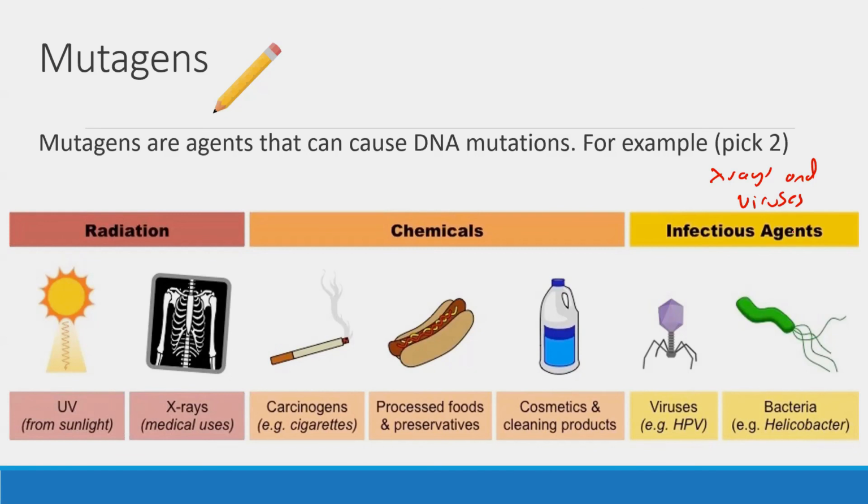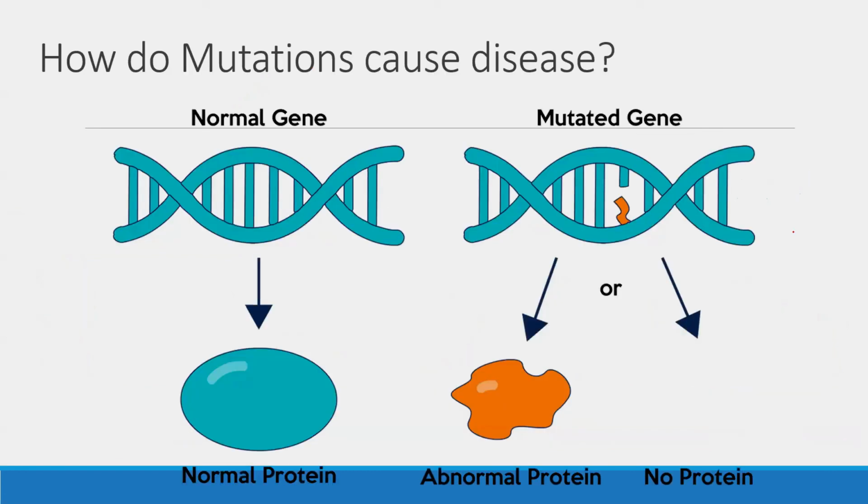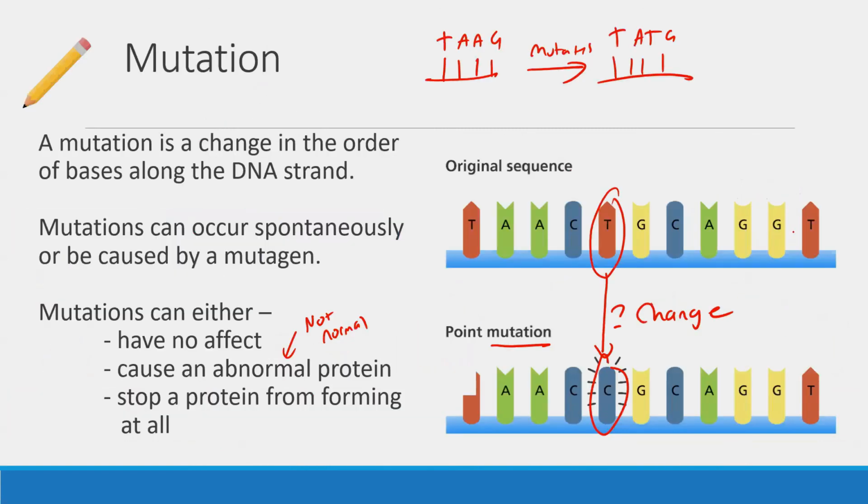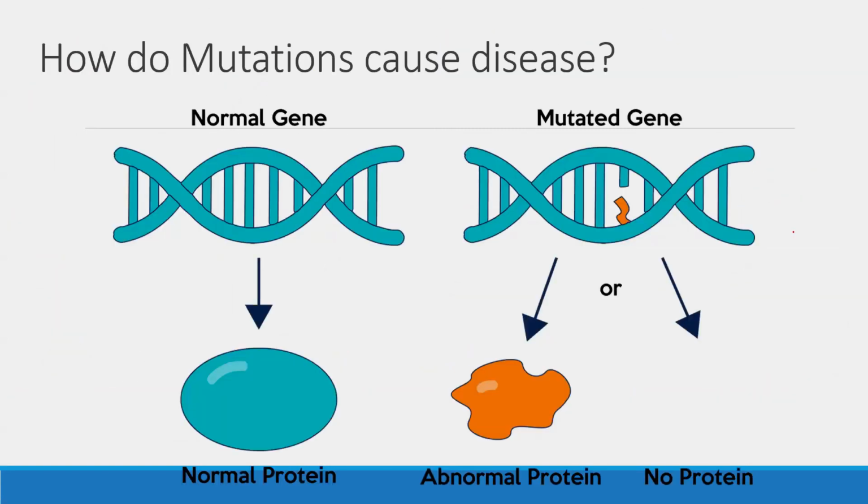Fair enough. Well, I'm going to jump to this last slide. Here we go. How do mutations cause disease? I've already covered this idea. The idea is a normal gene can make a normal protein. Yay, everyone's happy. But a mutated gene can either make an abnormal protein that doesn't work properly, or no protein at all. And it even shows you, look, this DNA doesn't work, so it's not going to make something that works properly. So that, ladies and gents, is my lesson on mutation.